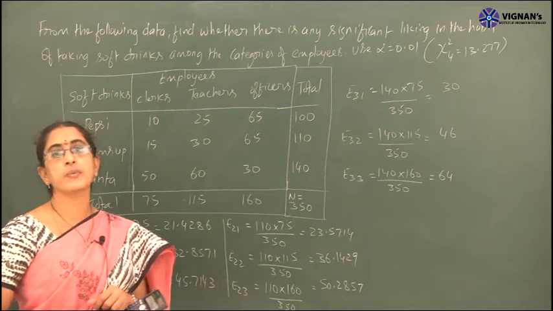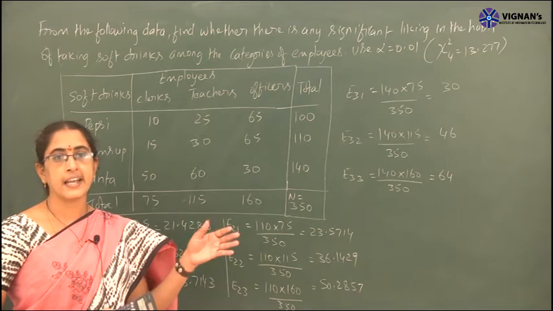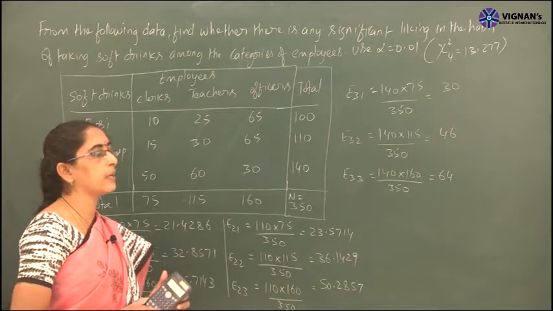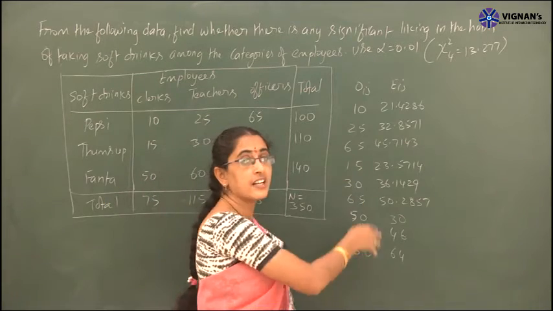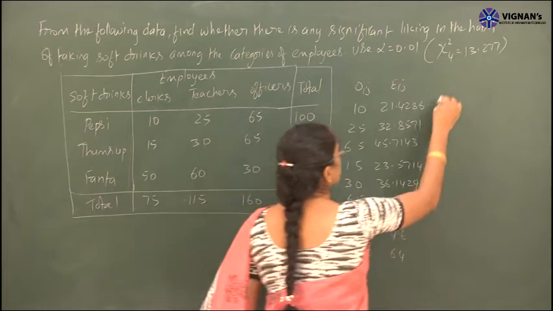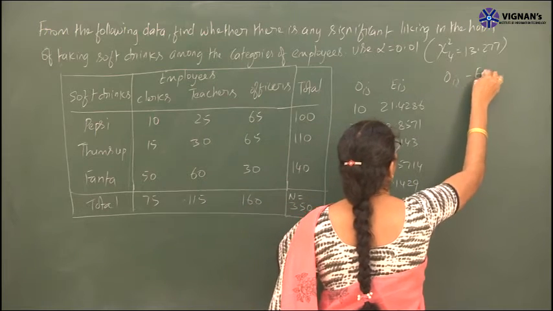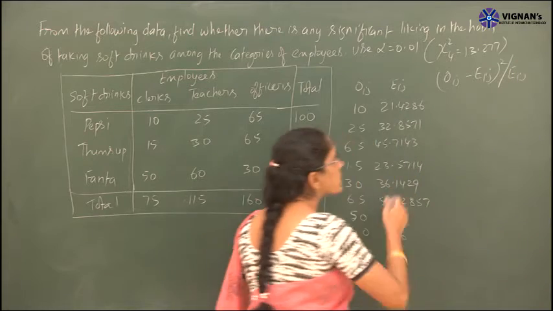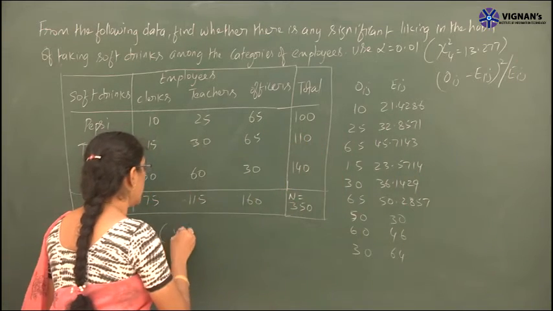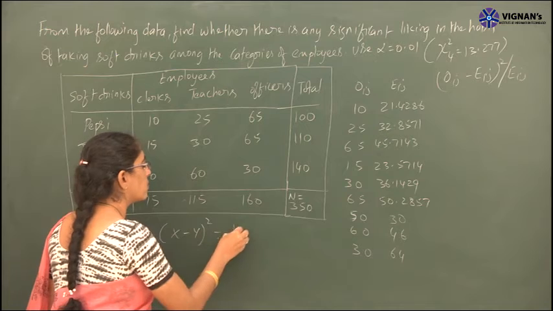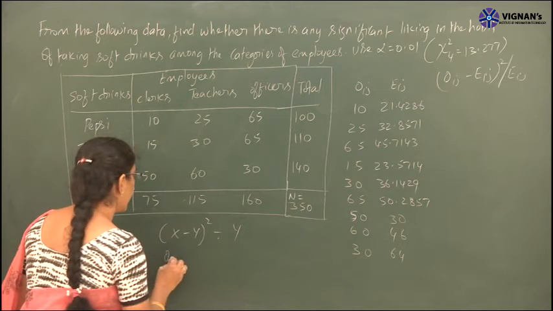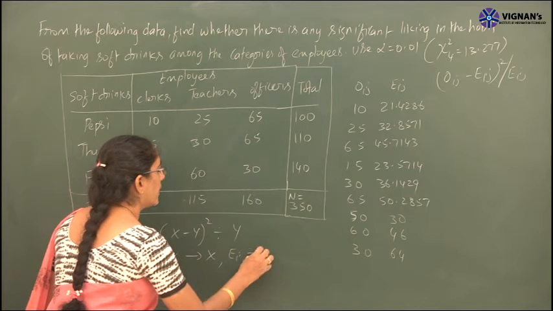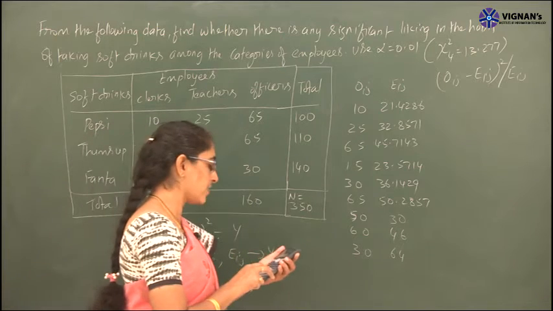The next step is we have to make a tabular form of Oij, Eij and (Oij minus Eij) whole square by Eij here. So let us make the tabular form. Now these are the observed and expected frequencies here. Now for this we have to calculate (Oij minus Eij) whole square by Eij. So for that we have to use the calculator as (x minus y) whole square divided by y, where here x is nothing but the observed frequencies and y is nothing but the expected frequencies. Now let us use the calc here.